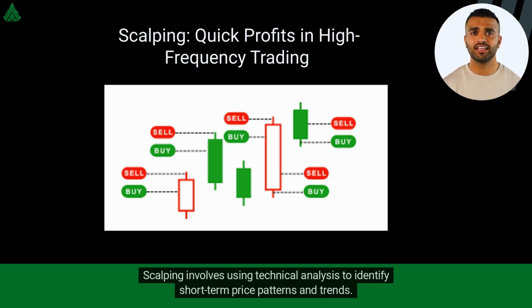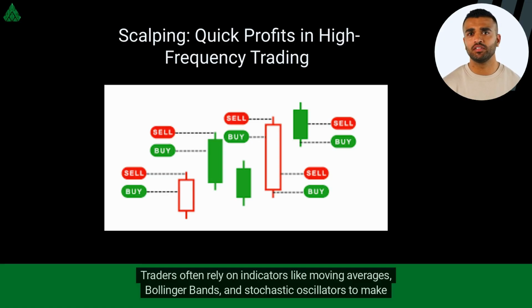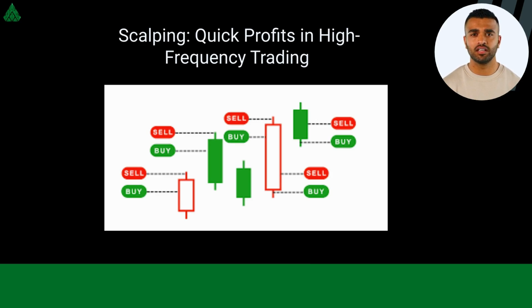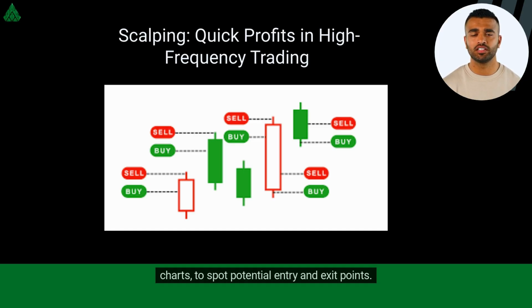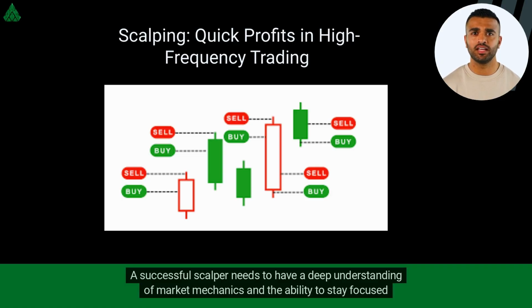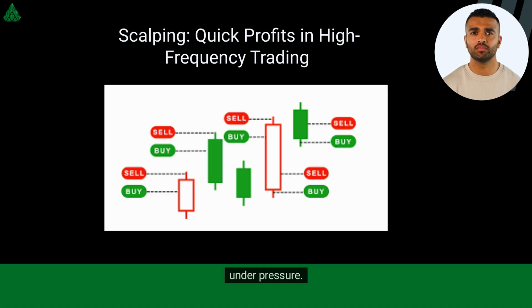Scalping involves using technical analysis to identify short-term price patterns and trends. Traders often rely on indicators like moving averages, Bollinger Bands, and stochastic oscillators to make swift decisions. Due to the rapid nature of this style, scalpers typically use lower time frames, such as 1-minute or 5-minute charts, to spot potential entry and exit points. A successful scalper needs to have a deep understanding of market mechanics and the ability to stay focused under pressure.